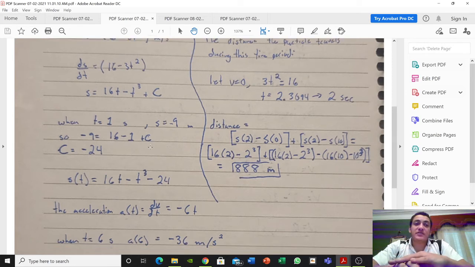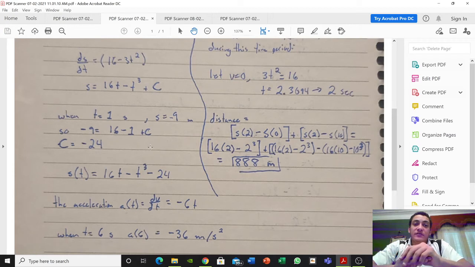So the acceleration a of t equals dv over dt equals negative 6t. So when t equals 6 seconds, the acceleration a of 6 equals negative 36 meters per second squared.